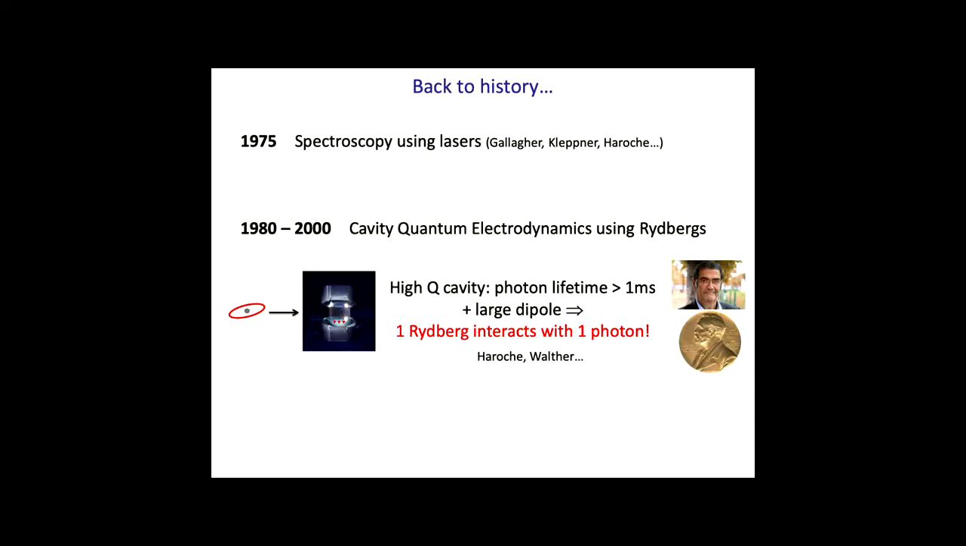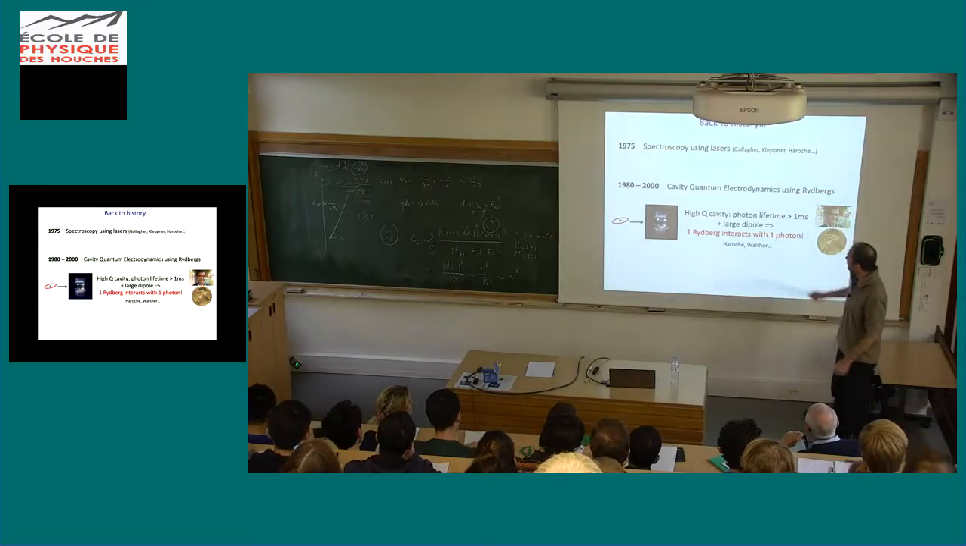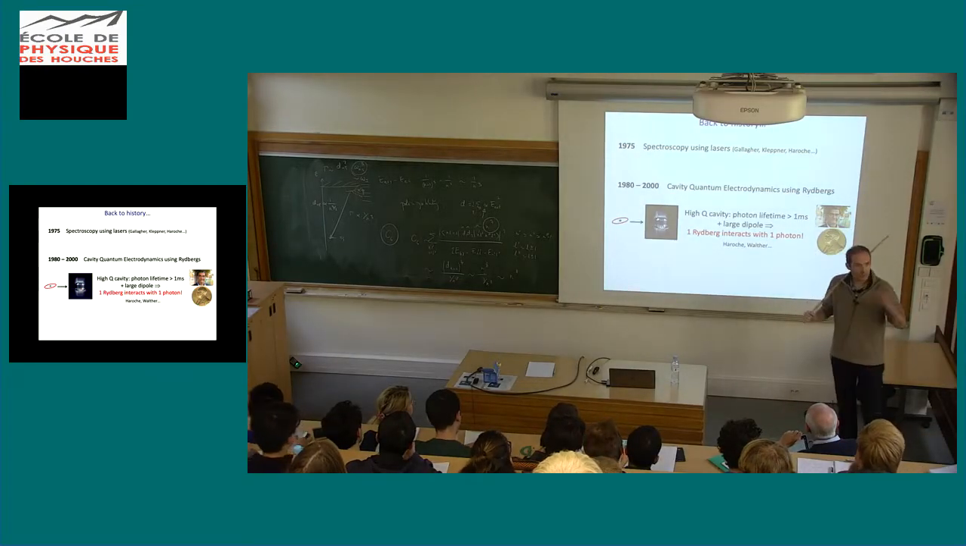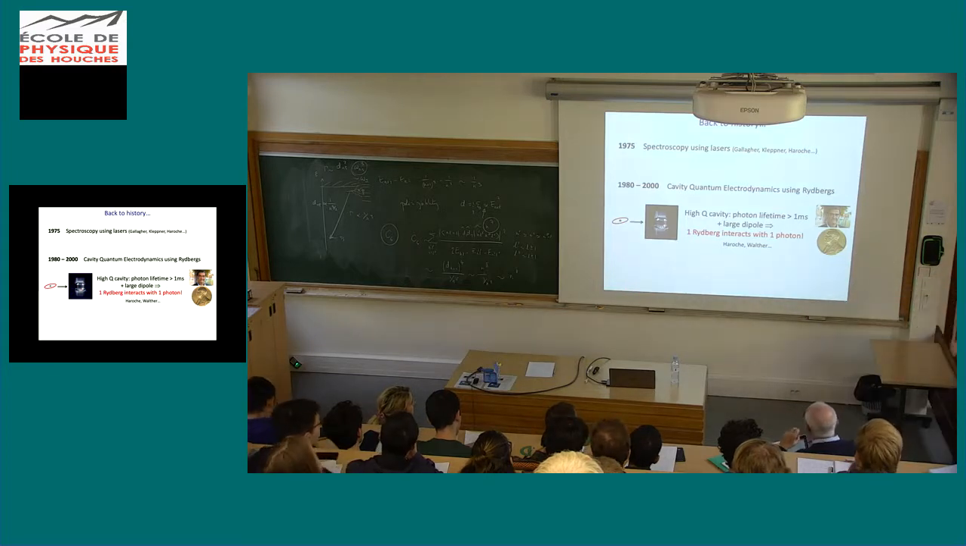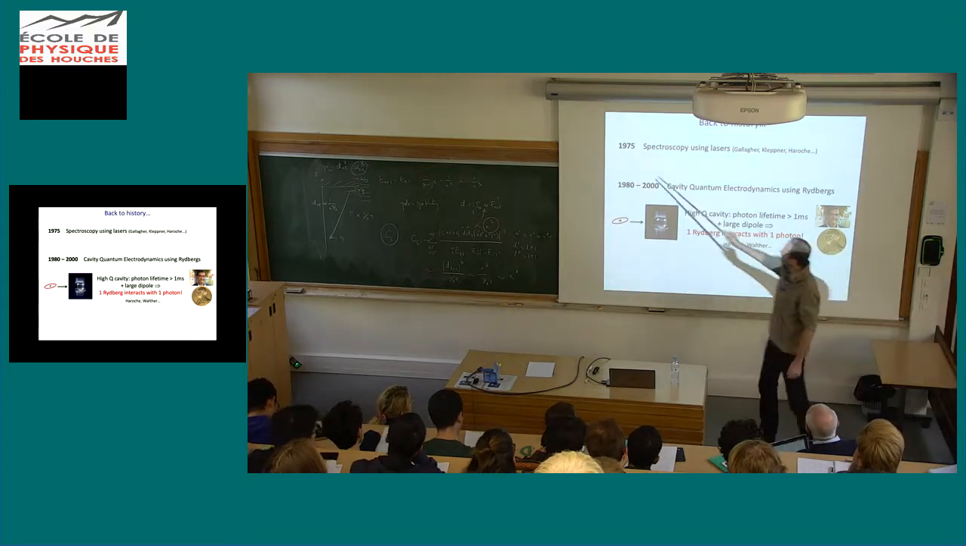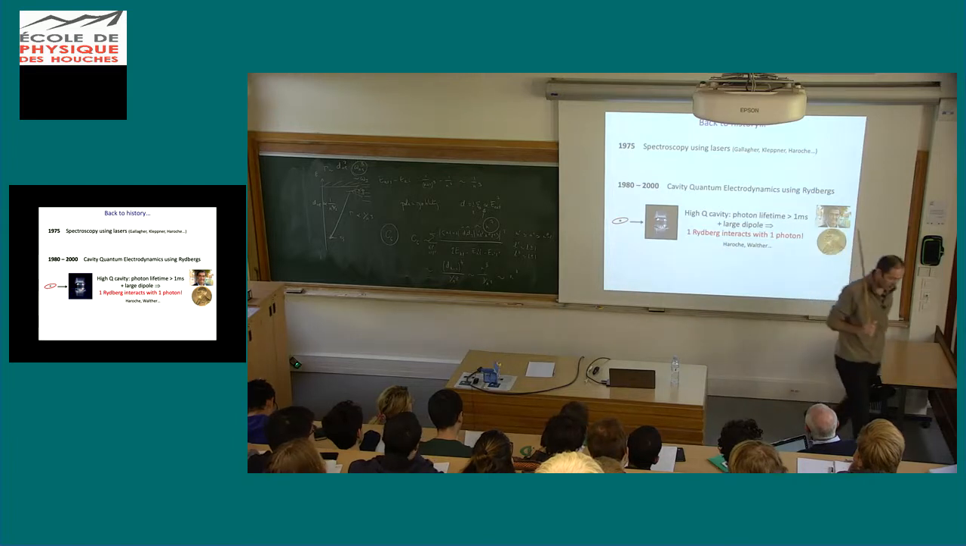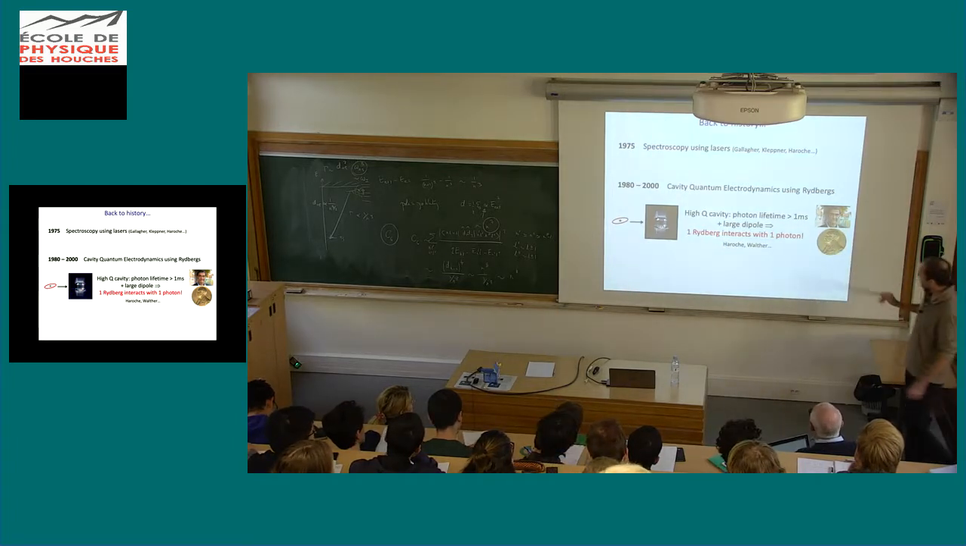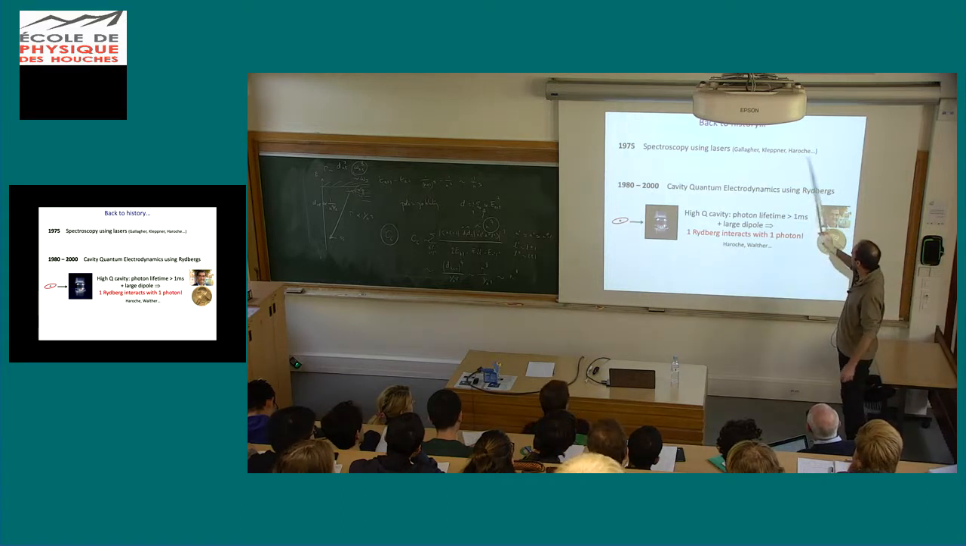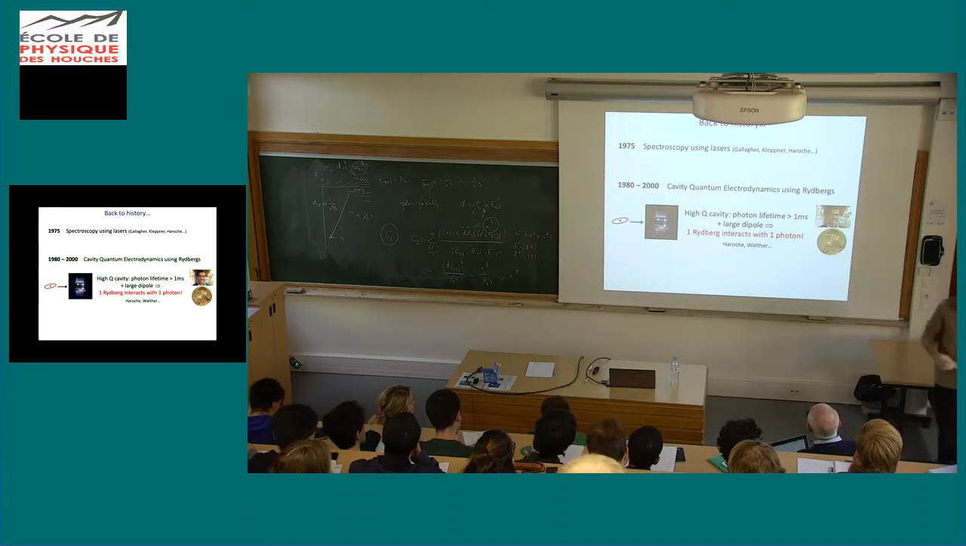Right, so back to history. So I introduced Fraunhofer, Rydberg. Essentially, Rydberg atoms were used, but not too much, for spectroscopy. And things changed dramatically around 1975 after the invention of the first laser. People started to do spectroscopy measurements, and very important names in the field started to appear.